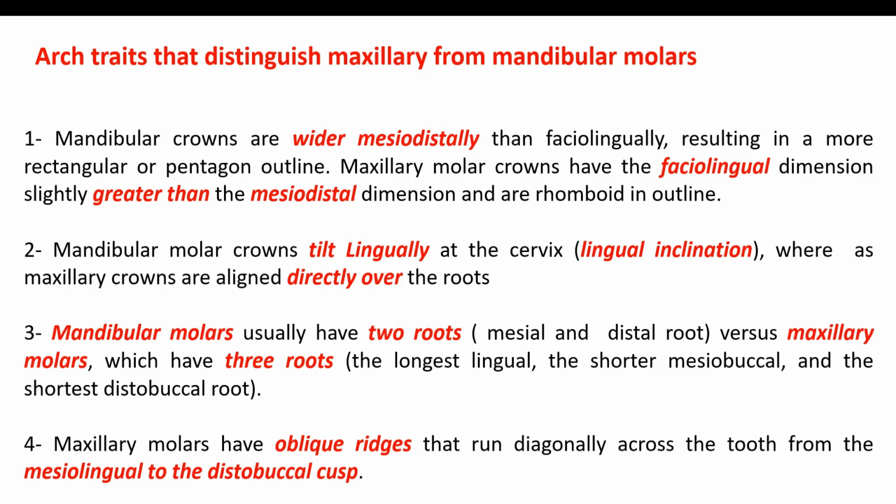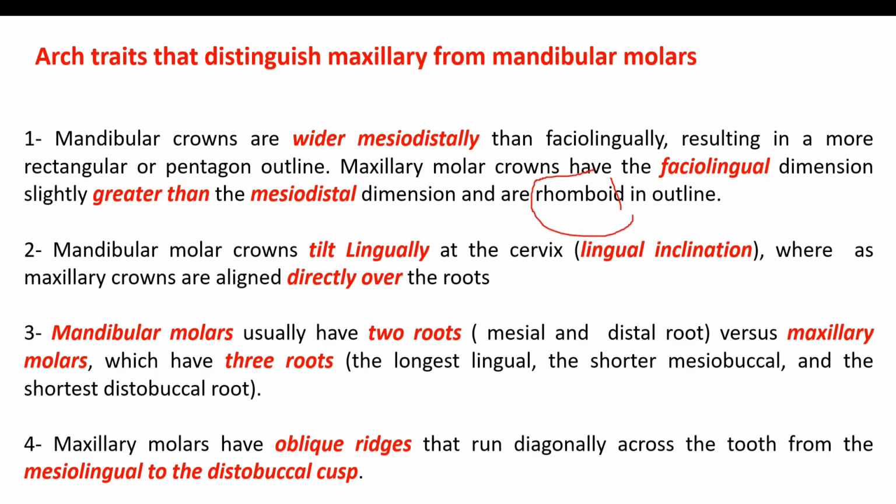Arch trait, as you know, distinguishes the maxillary molar from the mandibular molar. So mandibular crown, if you remember, they're wider mesiodistally and narrower buccolingually. That's why it has a rectangular pattern when you're looking at it occlusally. Whereas maxillary crown are exactly opposite, because they are wider faciolingually or from the buccal to the lingual aspect compared to the mesiodistal dimension, and hence they are rhomboid in outline.